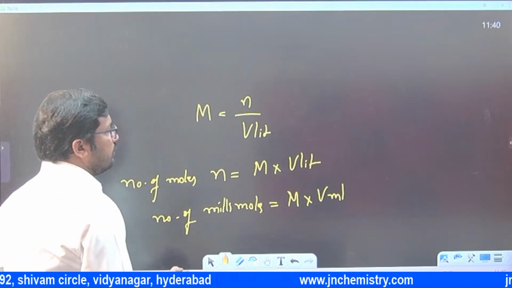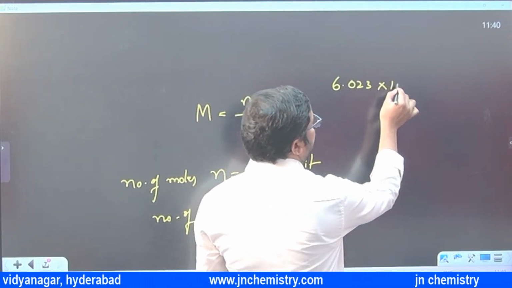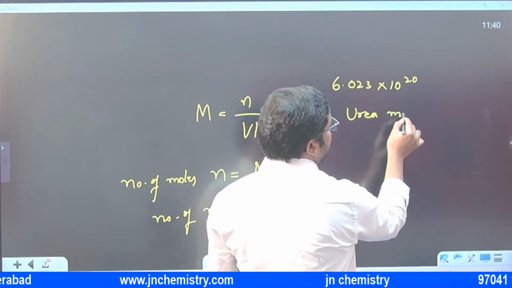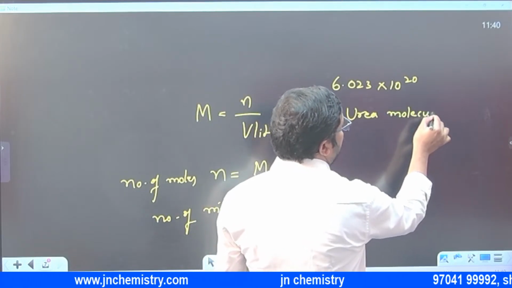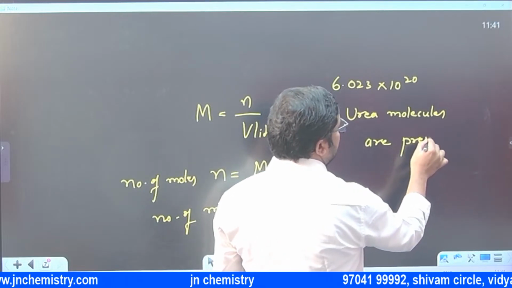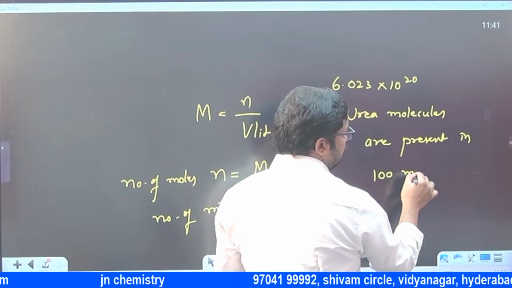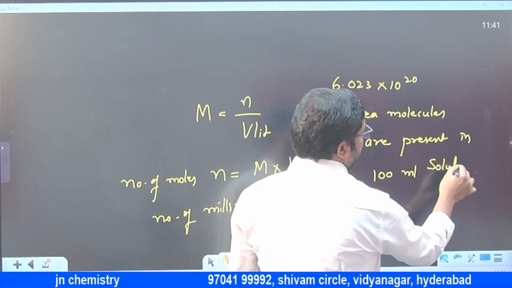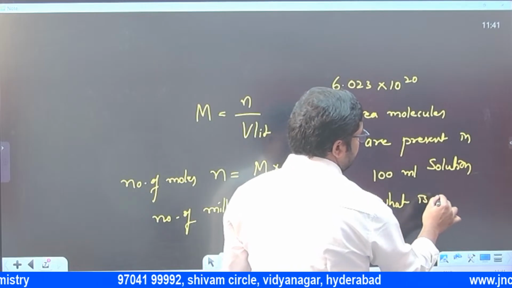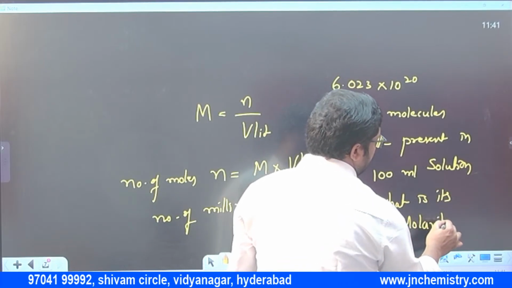For example, write a question: 6.023 into 10 to the power of 20 urea molecules are present in 100 ml solution. What is its molarity?